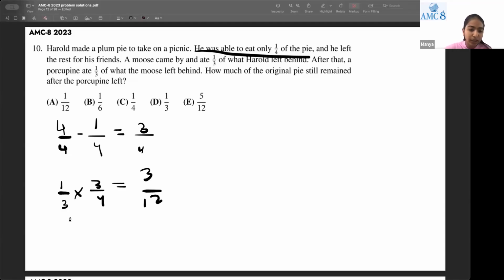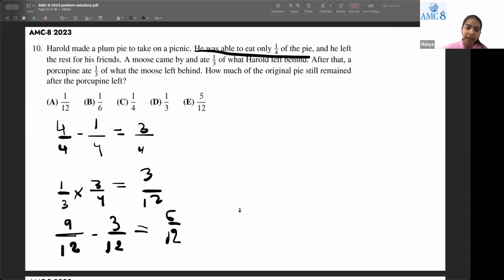And so that means that there's still 3 by 4, which is equal to 9 by 12. So 9 by 12 minus 3 by 12 to get what is still remaining. And this is going to be equal to 6 by 12. So now that means that 6 by 12 of the pie is still remaining. It just means that 1/2 of the pie is still remaining.